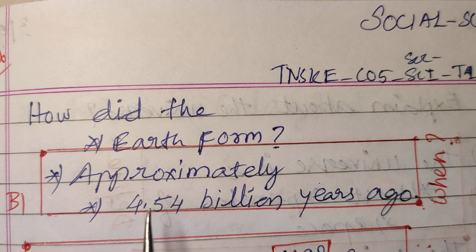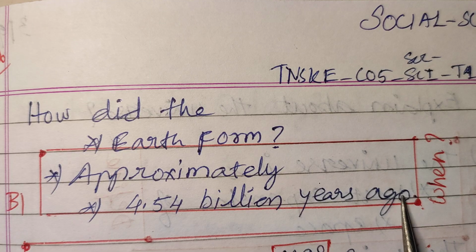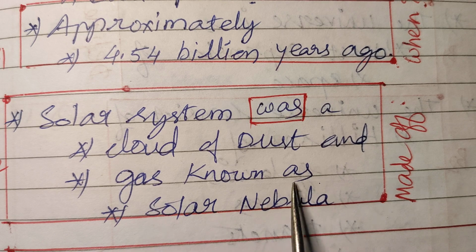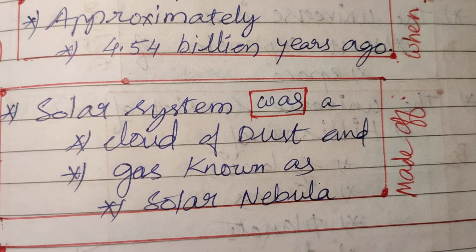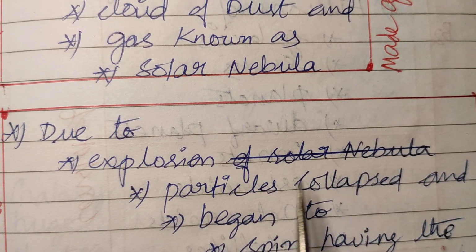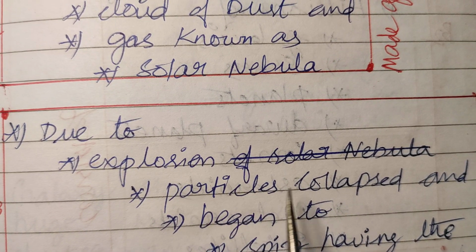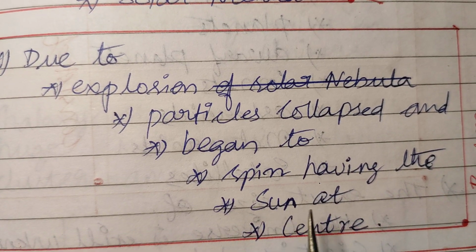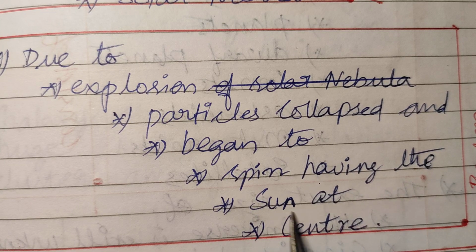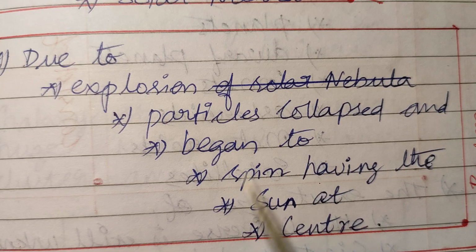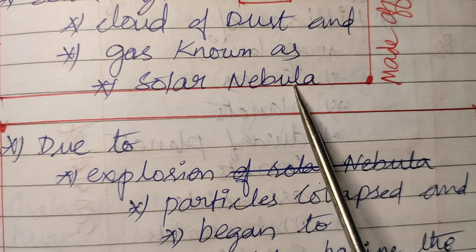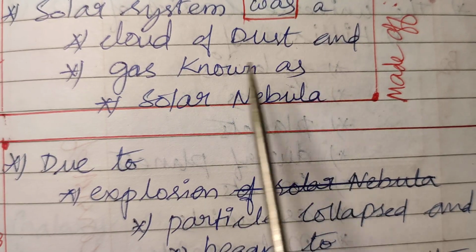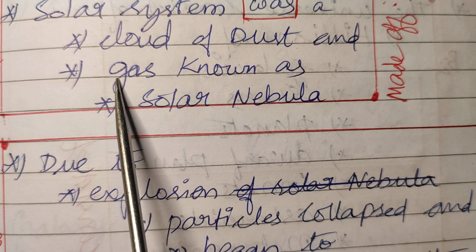How did the Earth form? Approximately 4.54 billion years ago, the solar system was a cloud of dust and gas known as solar nebula. Due to an explosion, particles collapsed and began to spin heavily, having the sun at the center. What is solar nebula? Solar nebula is a cloud of dust and gases. It contains dust particles and gases.